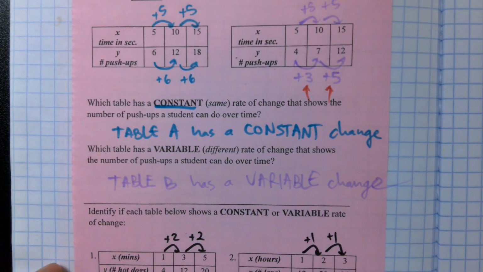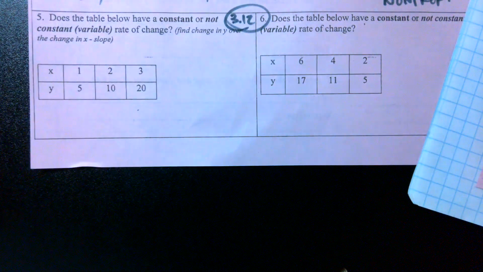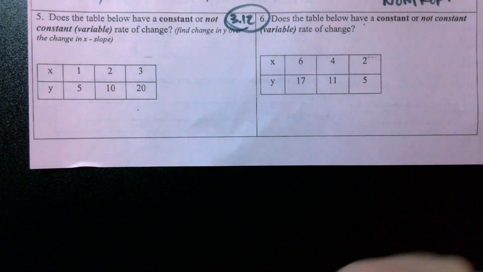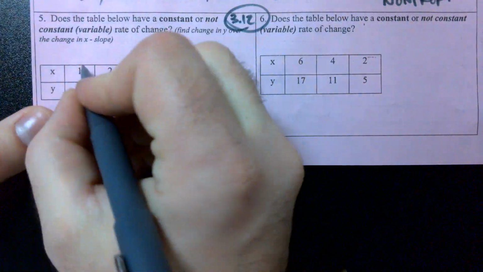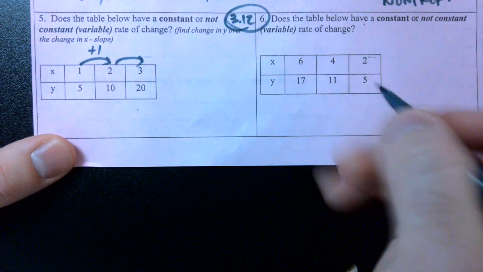Now, number 5, this was our last lesson, 3.12. The very last piece of notes in our notebook is this exact question, 3.12. And this is the one that you guys said was really easy because we're so used to doing our arrows. So on the top, how do I get from 1 to 2? Plus 1. What about 2 to 3? Plus 1.